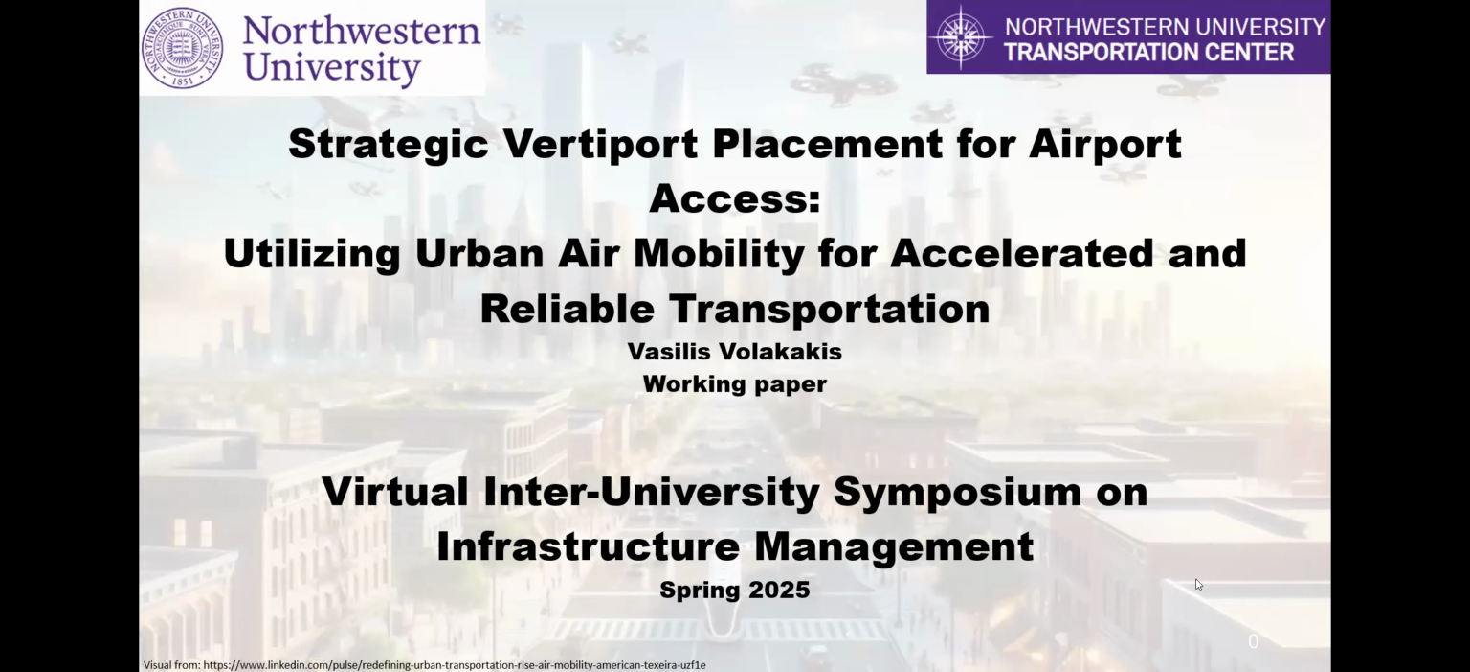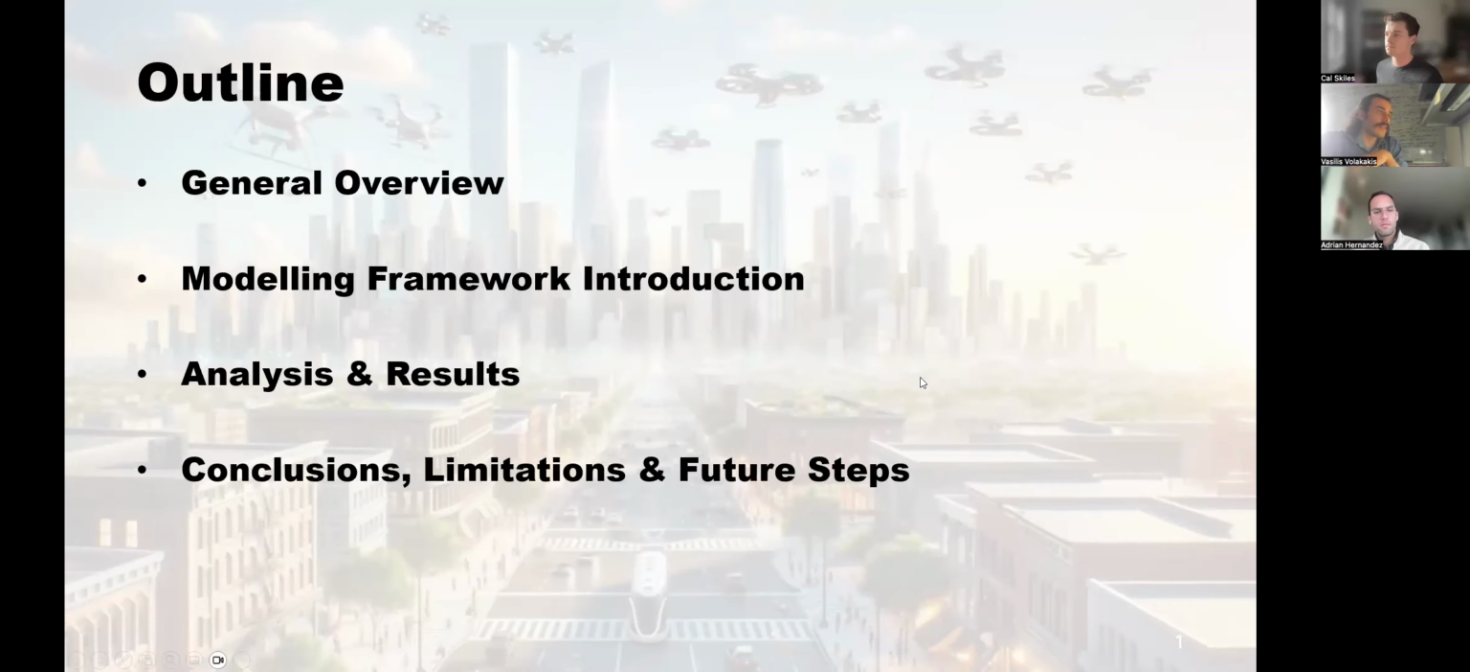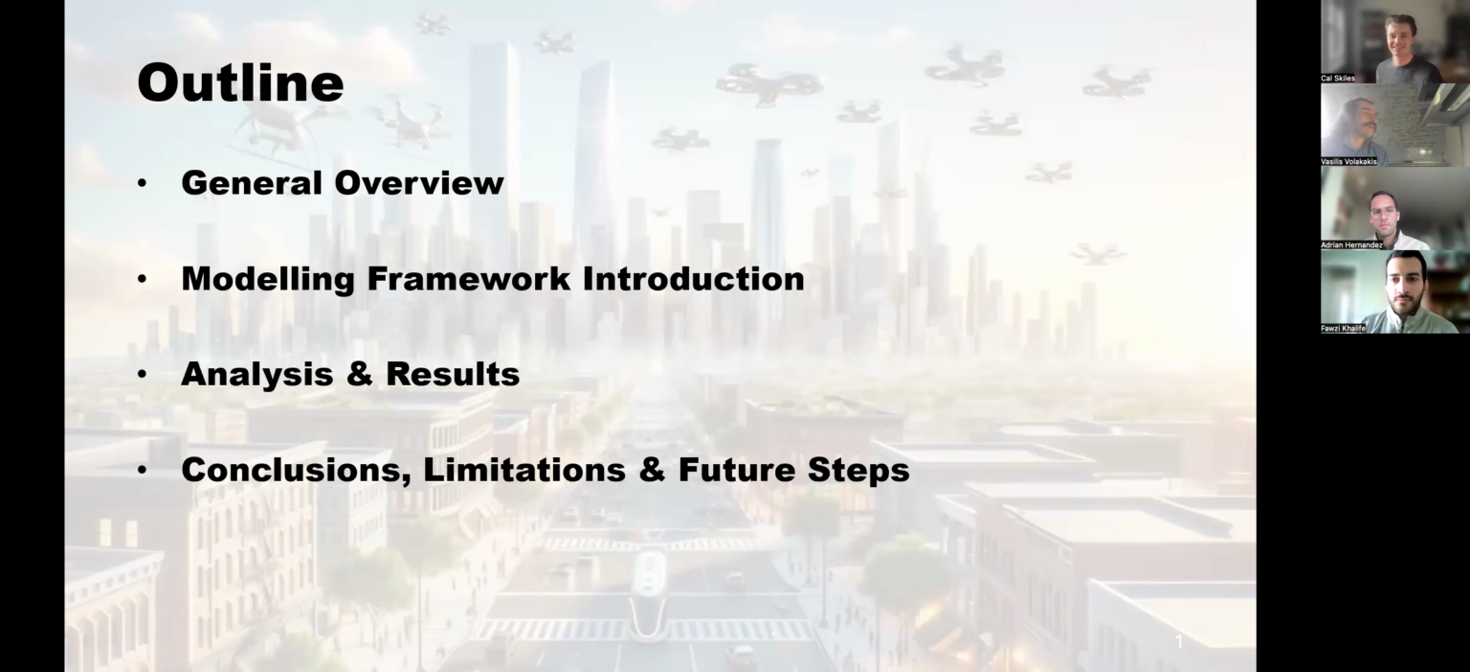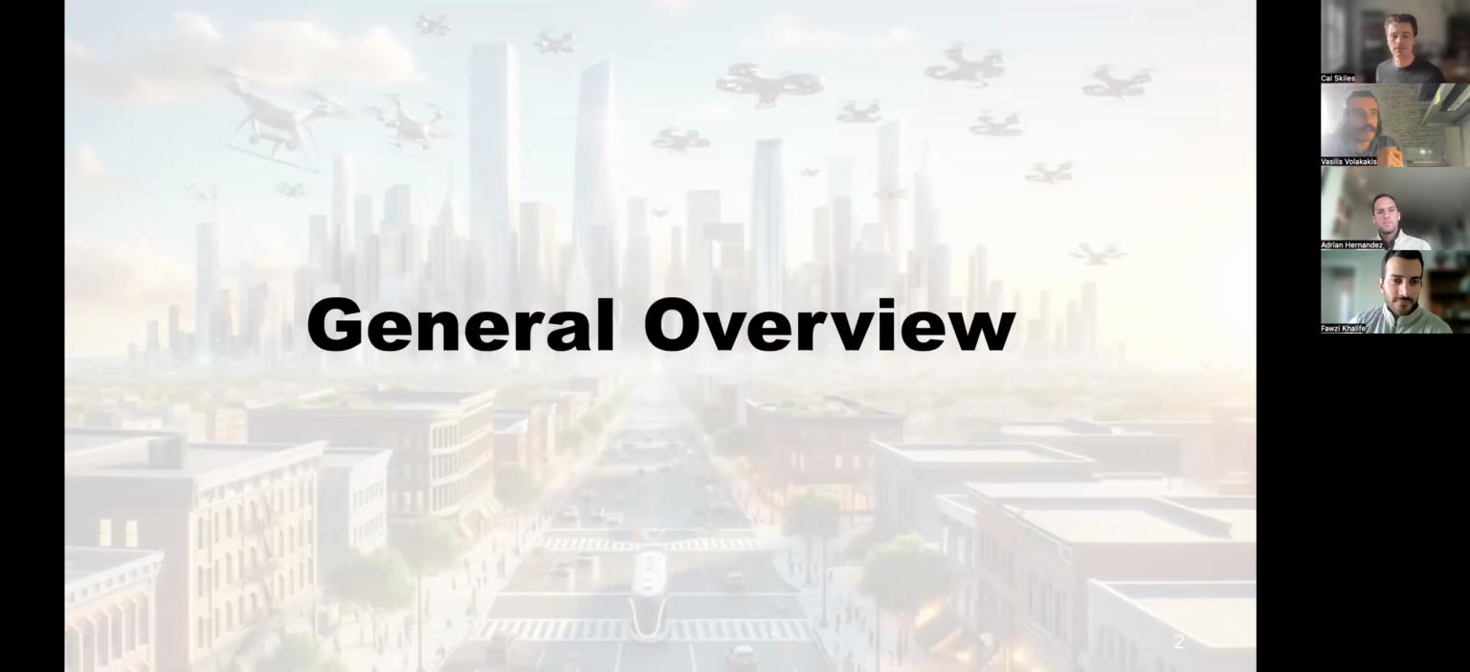Right. So today's presentation goes by the name of strategic vertiport placement for airport access, utilizing urban air mobility for accelerated and reliable transportation. Before I go to the outline, this is an idea of a working paper about urban air mobility, and I will go a bit into what urban air mobility is and all those flying taxis. But before getting into that, a quick outline: we will start with a general overview of the idea and the work motivation behind it, some introduction into the modeling framework, some results, and a few conclusions, limitations, and some future steps. At any point, please stop me if you have any questions of any nature.